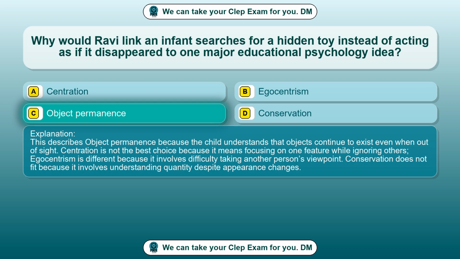This describes object permanence because the child understands that objects continue to exist even when out of sight. Centration is not the best choice because it means focusing on one feature while ignoring others. Egocentrism is different because it involves difficulty taking another person's viewpoint. Conservation does not fit because it involves understanding quantity despite appearance changes.